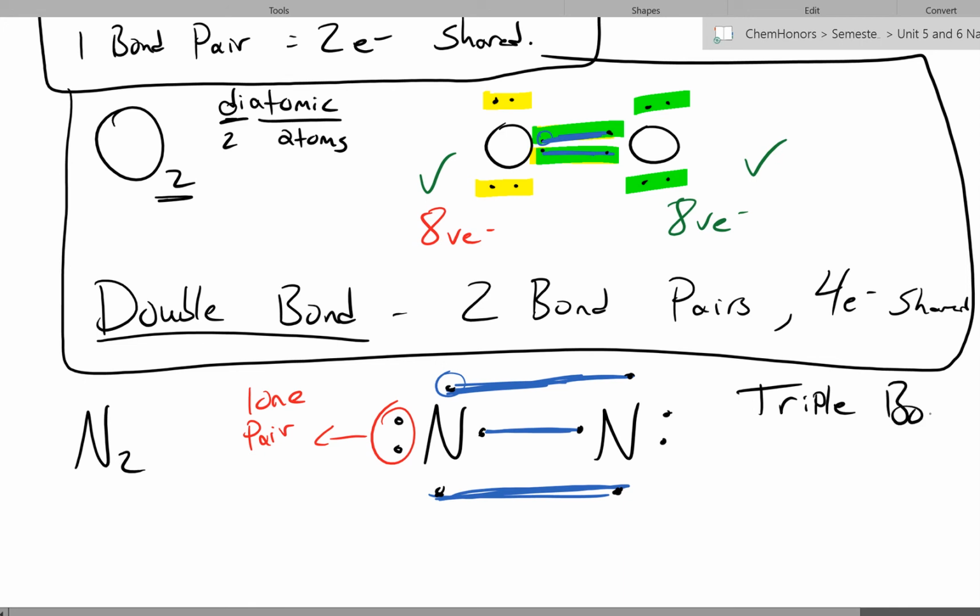Triple bond. All right, 3 bond pairs with a total of 6 electrons being shared.